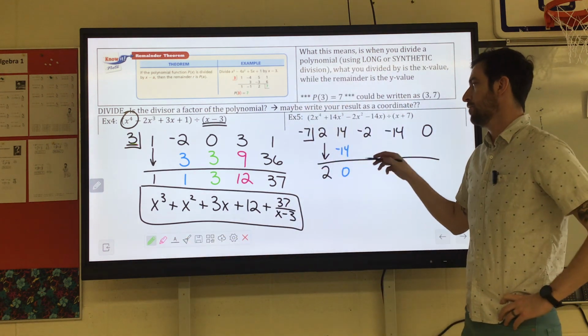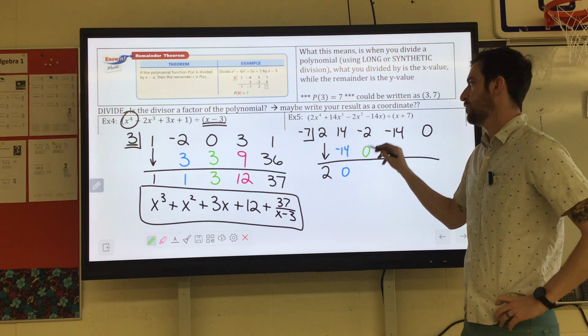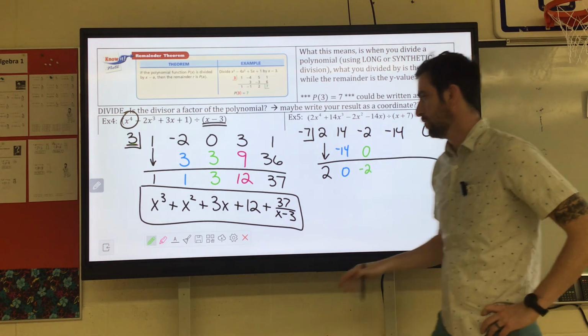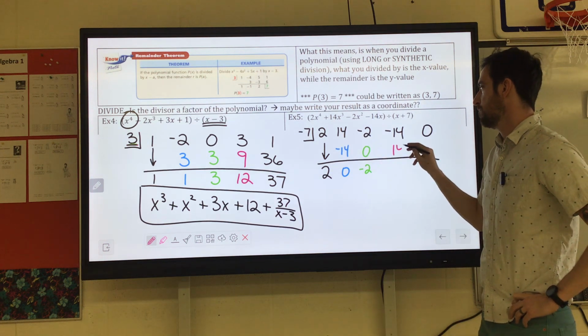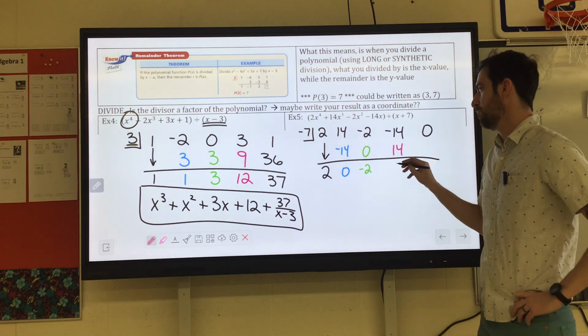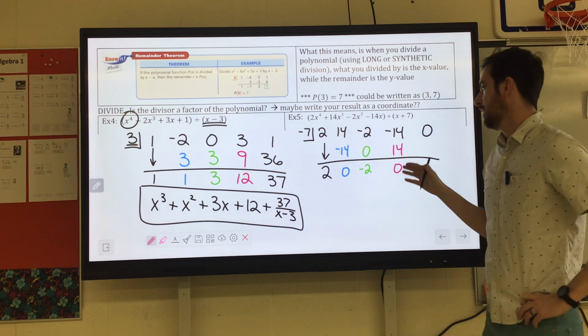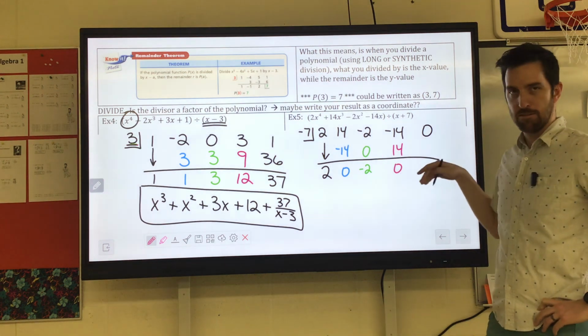Negative 7 times 0 is 0. Negative 2 plus 0 is negative 2. Negative 7 times negative 2 is positive 14. Negative 14 plus 14 is 0. Negative 7 times 0 is 0. 0 plus 0 is 0.